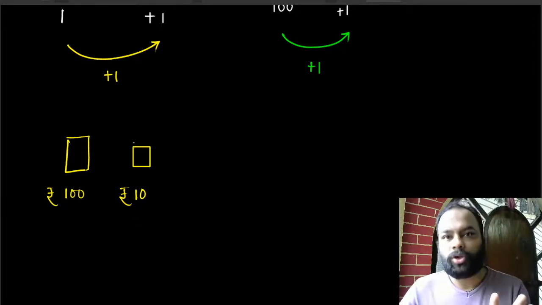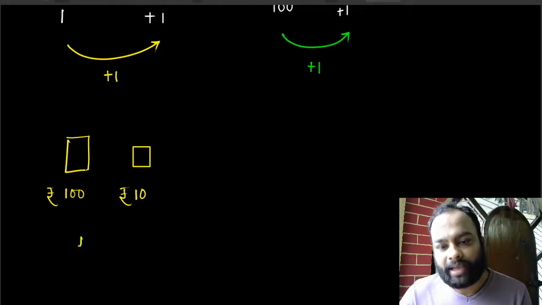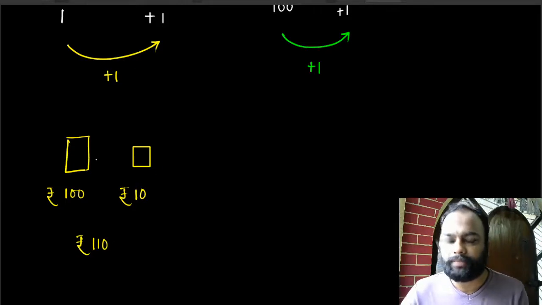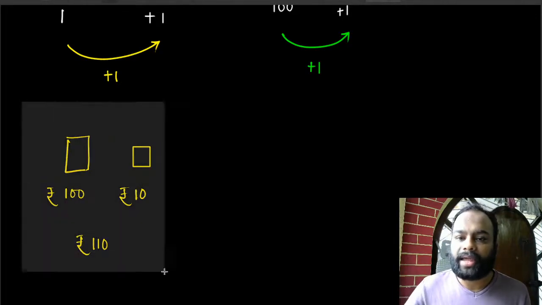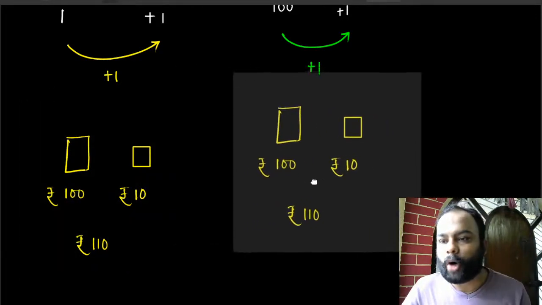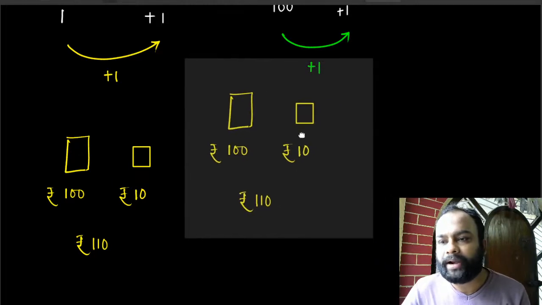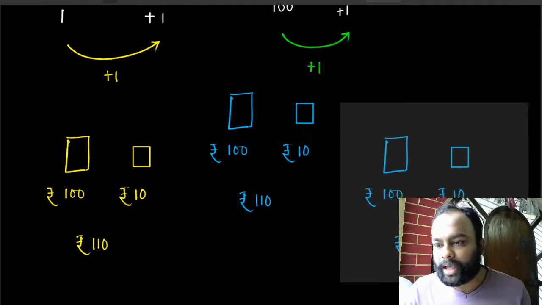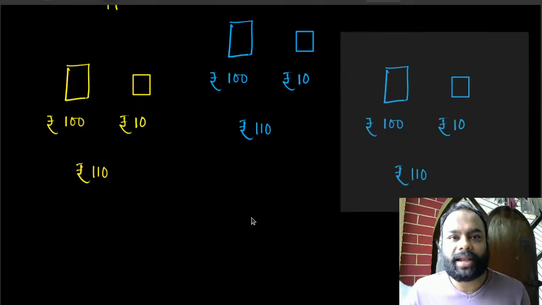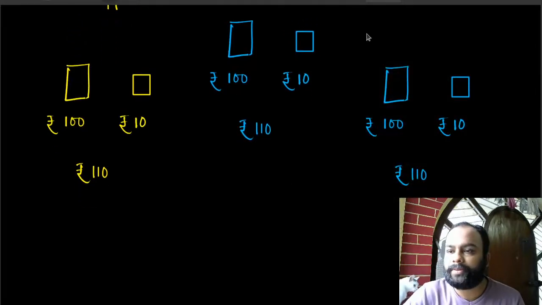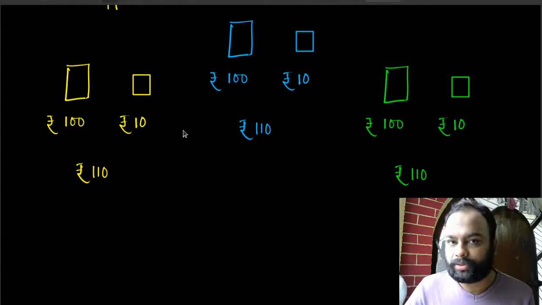Now you want to buy both of these, so you have exactly 110 rupees with you, and you want to buy these two things from the market. Now imagine that there are two shops, one shop here and one shop here, and imagine they're giving you discounts.